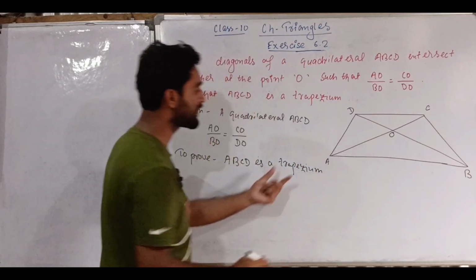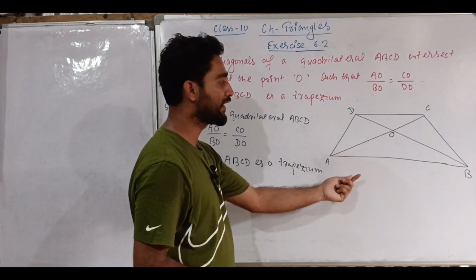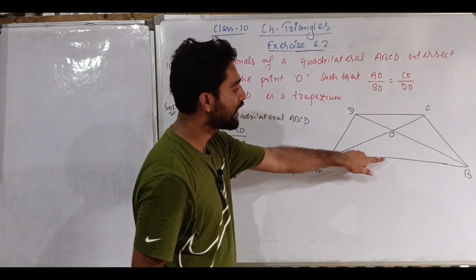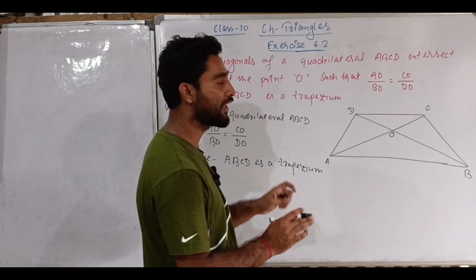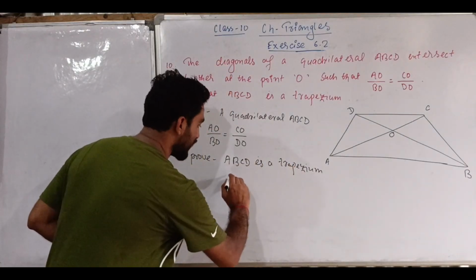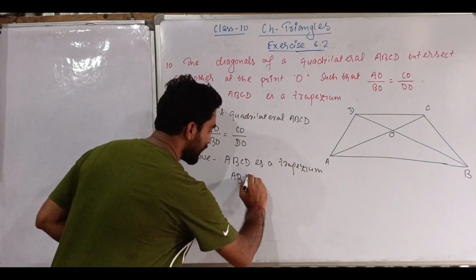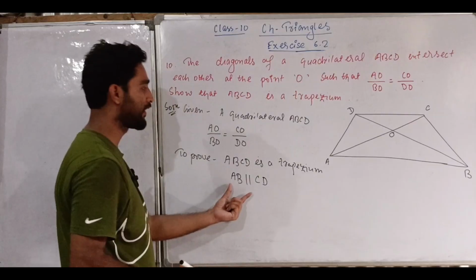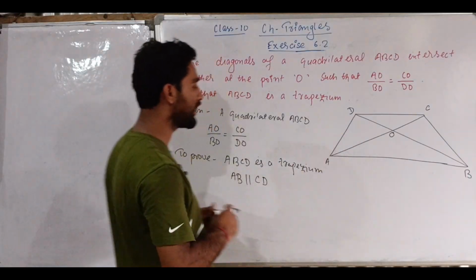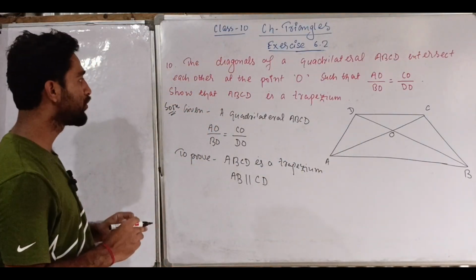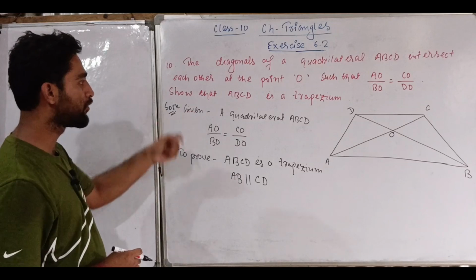So how can we prove this ABCD is a trapezium? We know that if in a quadrilateral one pair of opposite sides are parallel, that means it is a trapezium. So if we can prove AB and CD are parallel, that means the given quadrilateral is a trapezium. So to prove this question also, we have to do the construction.